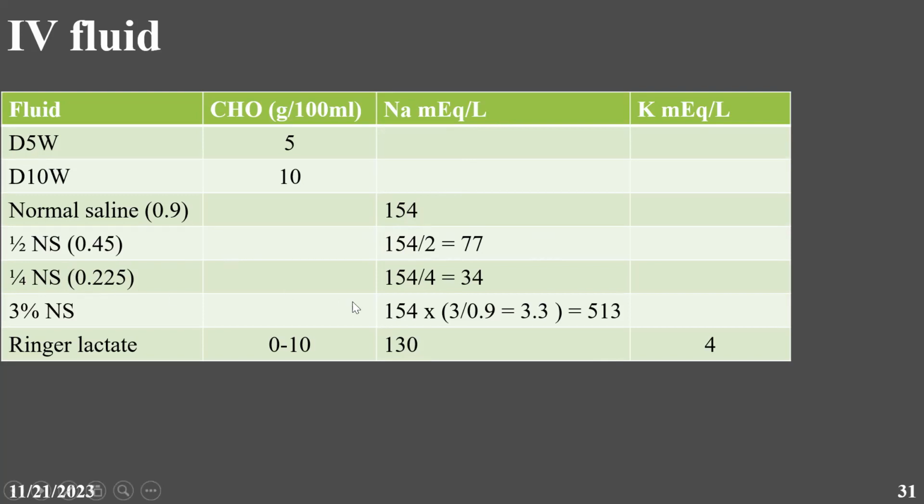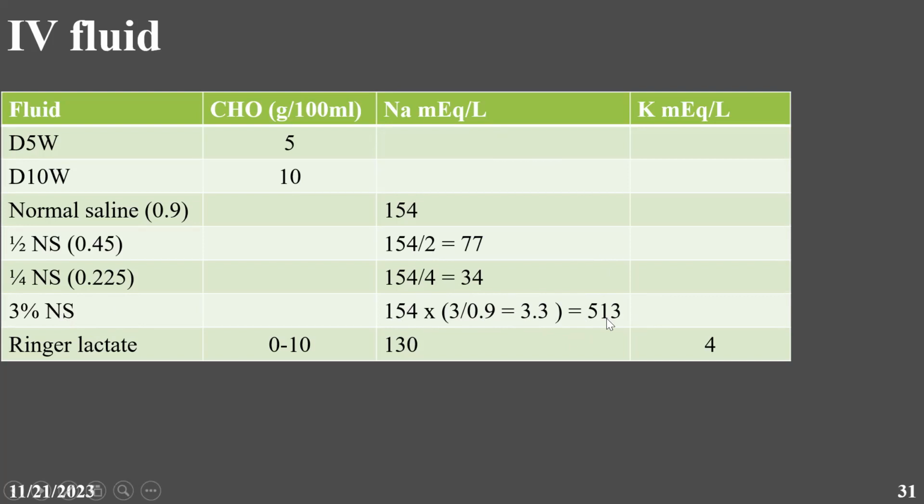And in one quarter of normal saline, it gives you 34 milliequivalent of sodium in 1 liter, or 0.034 in 1 ml. Now 3% saline, you just need to multiply it. So 154 is the normal saline, which is 0.9, and 3 divided by 0.9, you will get 3.3. So 3.3 times 154, you get 513 milliequivalent in 1 liter, and you get 0.5 milliequivalent in 1 ml of 3% saline. So that's what we usually calculate when we give oral sodium.